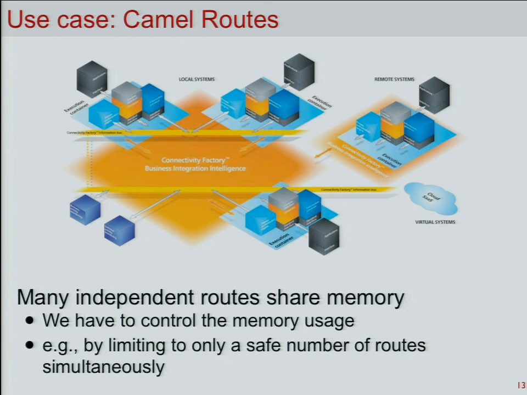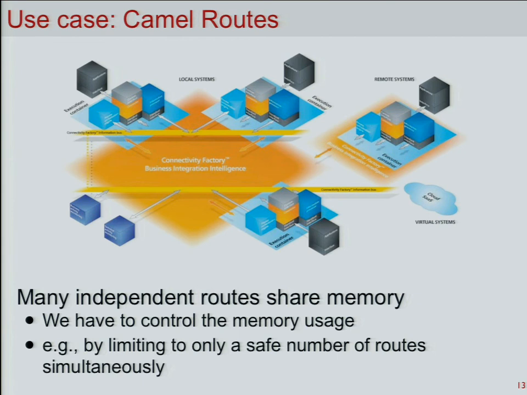In CrossIntech, we have a product called Connectivity Factory. What you need to know is that it is an OSGi container. We use a lot of open source software to help our clients integrate their systems, and one of the software projects we use a lot is Camel from Apache.